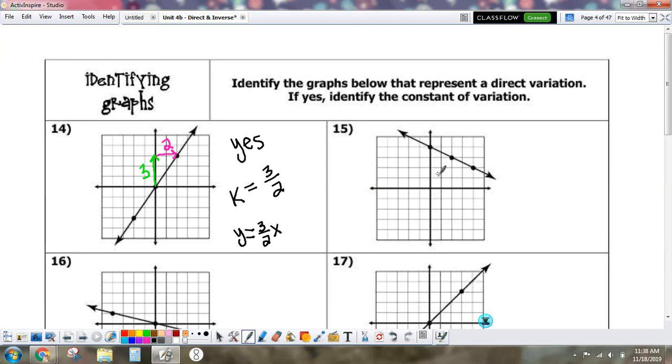For number 15, I can say that my graph is a straight line. However, it does not go through that origin. Since it does not go through the origin, it is not a direct variation. And the equation for this line, which you should be able to figure out, is -1/2 x plus 4 because of that y-intercept.